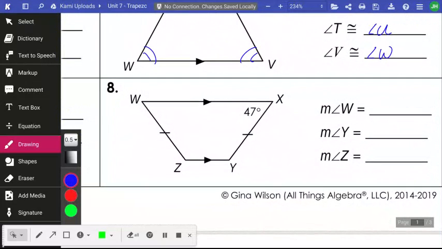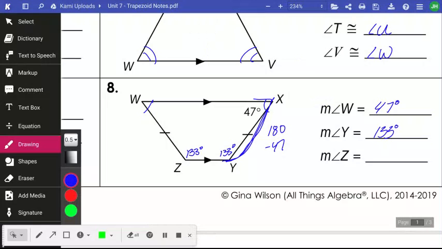Keep it up. So if I have angle X as 47, angle W is also 47. If I want to find angle Y, these two angles are supplementary because they are consecutive interior angles. So I'll do 180 minus 47, and I'll be left with 133 degrees. If this is 133 degrees, base angles are equal, then this is 133 degrees.